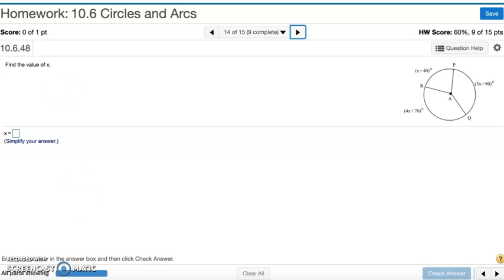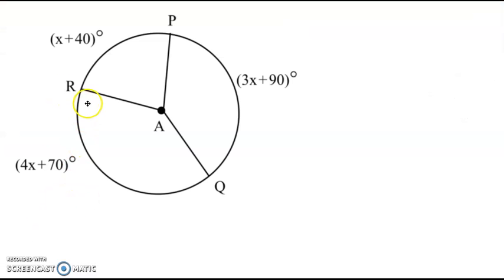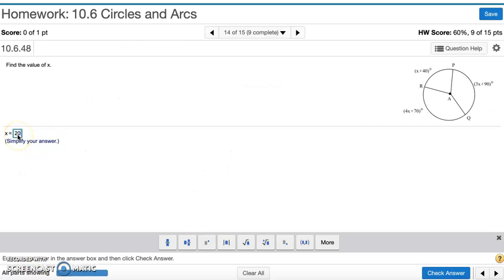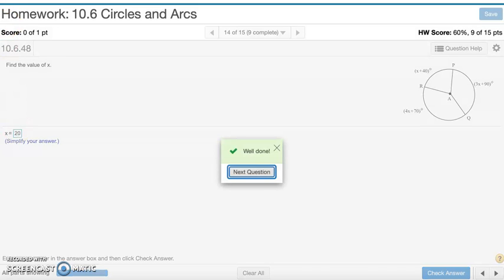So let's take a closer look at it. So arc measures, if you add every arc up, it adds up to 360. So we add each of these expressions together and set it equal to 360. Then subtract 200 from both sides and divide by 8, and you get X equals 20. So let's type that in. So X equals 20. That's number 14.